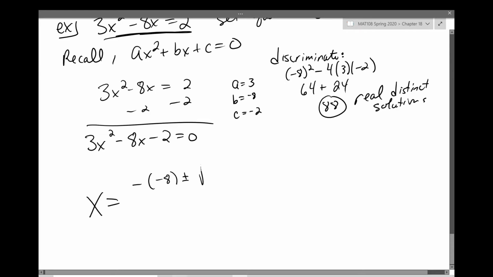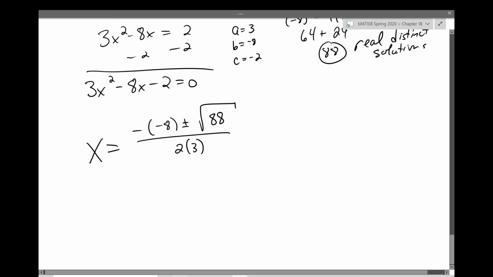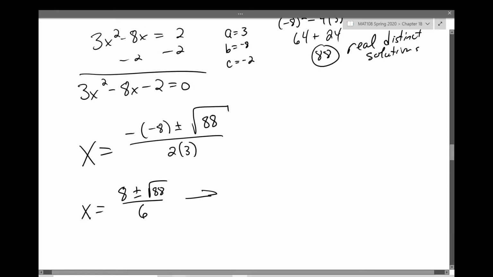8 plus or minus the square roots. We've already done the discriminant. So I put square root of 88 divided by 2 times 3. All right. So that's going to give me x equals 8 plus or minus the square root of 88 all over 6. Okay. So now what I have to do is simplify. So I'm going to separate like I normally would. So x equals 8 plus the square root of 88 over 6, or x equals 8 minus the square root of 88 over 6. All right?